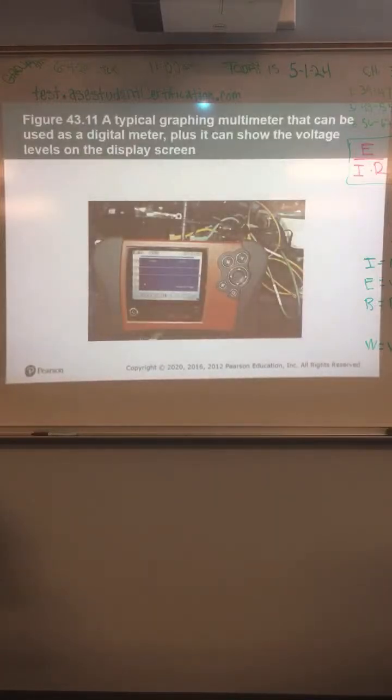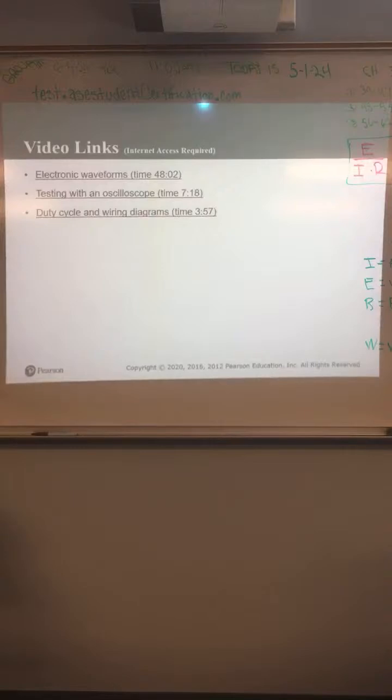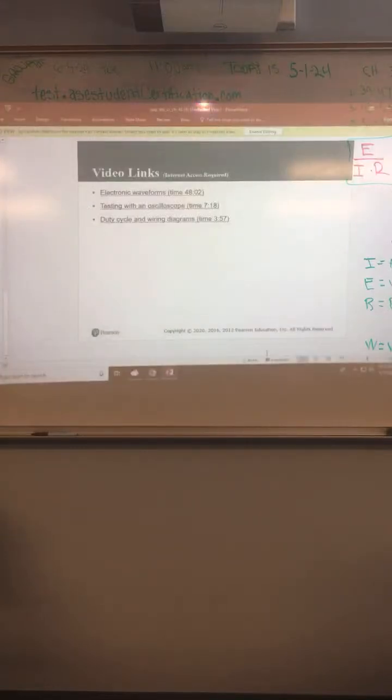Kind of looks like that. Again, a lot of the scan tools have that capability now, such as this graphing scan tool. Many scan tools are capable of displaying voltage levels captured on the screen through your diagnostic connector. This feature is helpful when changes in voltage are difficult to detect looking at numbers and are constantly changing. That is the purpose of the scope.